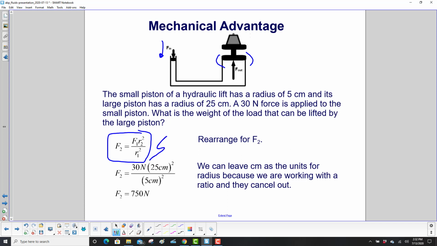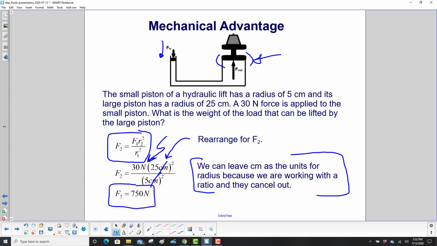So now we put in 30 newtons, which is the applied force on the left side. We have our r squared, and once again we'll make an exception here. We'll leave centimeters as the units for radius because we're working with a ratio and they're canceling out anyway. If we converted it to meters, you'd get the same thing. So the force applied over here, the out force, is going to be 750 newtons.